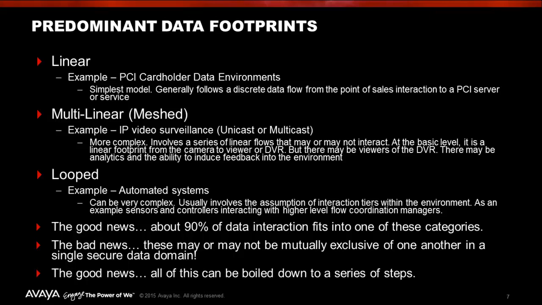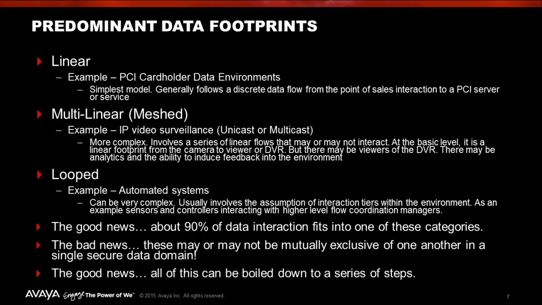The final example is a multi-tiered looped footprint. The reason we say that is this is typically a signature of automated systems and system elements that need to have isolated communication domains, interaction tiers, if you will. A great example is sensors and controllers interacting with higher level flow coordination managers. And we'll actually use that as an example when we look at the looped footprint at a closer level.